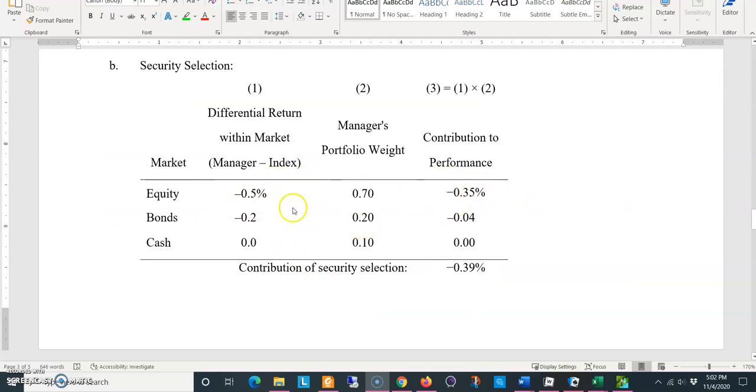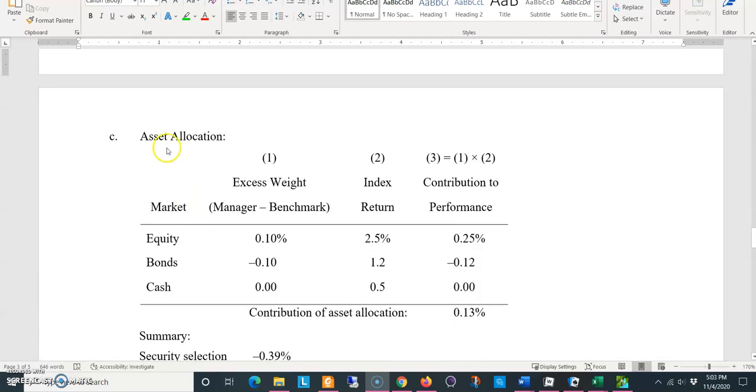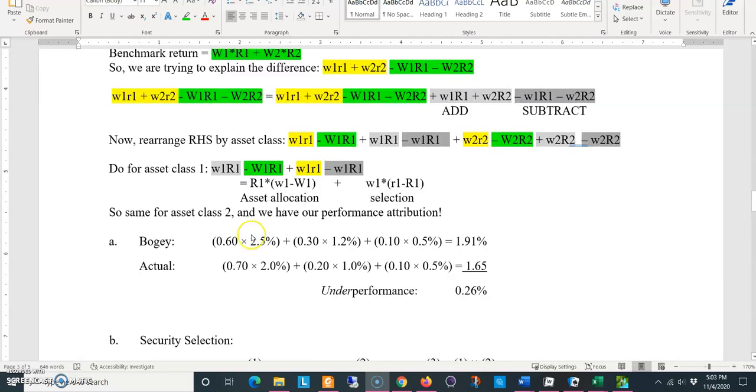So you can get these products, add them all up, and you will see security selection contributed negative 0.39%, or a loss of 39 basis points. Asset allocation, I can do it like this. I'm going to take the difference in portfolio weights and multiply it by my index return, the benchmark return.